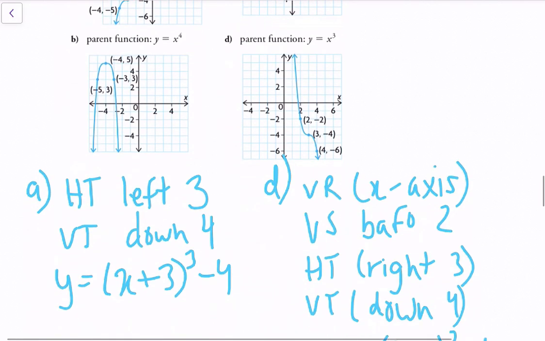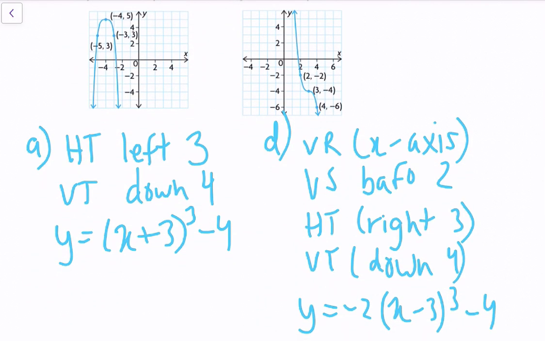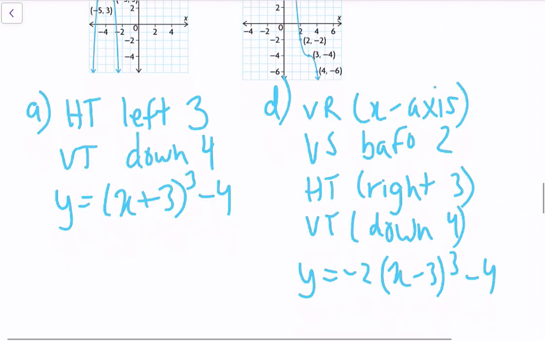And then for D, there's a vertical reflection across the x-axis, a vertical stretch by a factor of 2, horizontal translation right 3 units, a vertical translation down 4 units, and this gives us our overall function of y is equal to negative 2 times x minus 3 cubed minus 4.